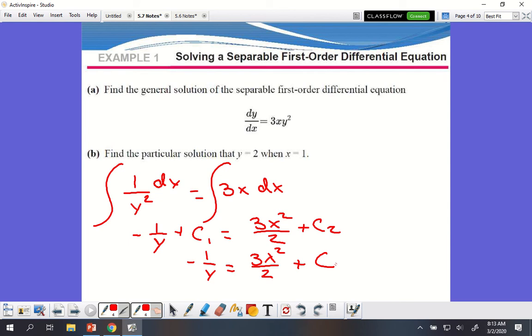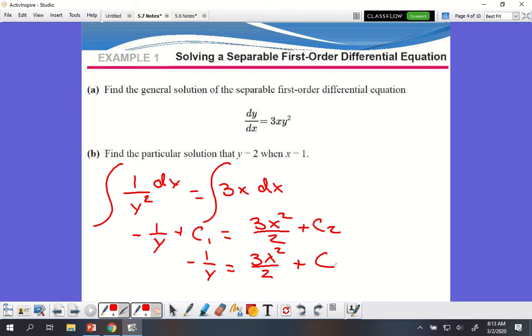So the dy and dx get taken away? Yes, because when we do the integration of that, that goes away. All right, so what do we have here? This would be my general solution. It's kind of ugly. Life goes on, though.